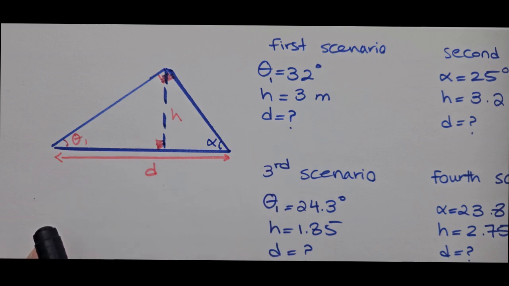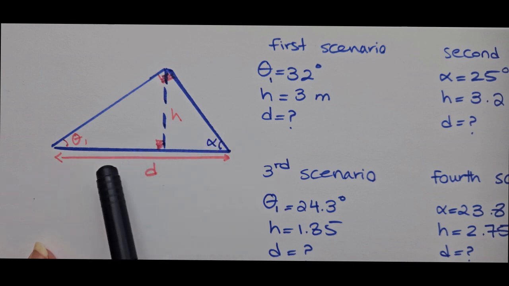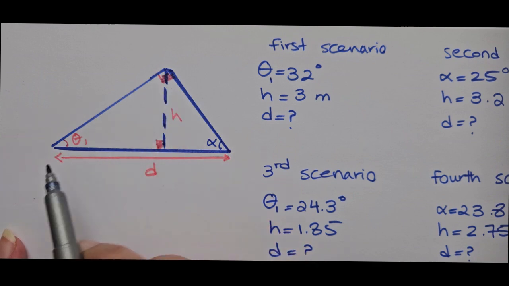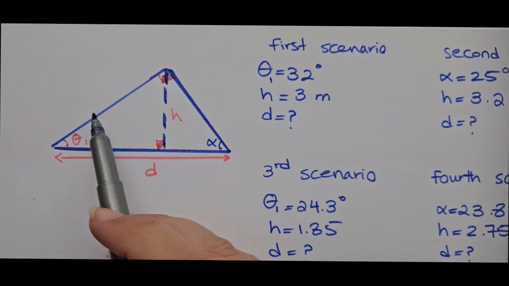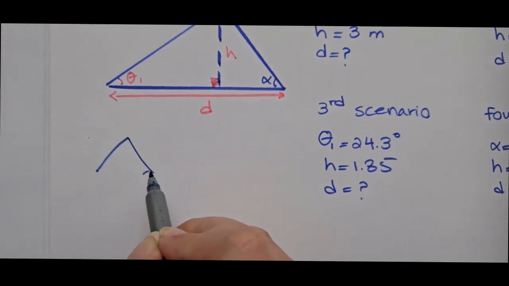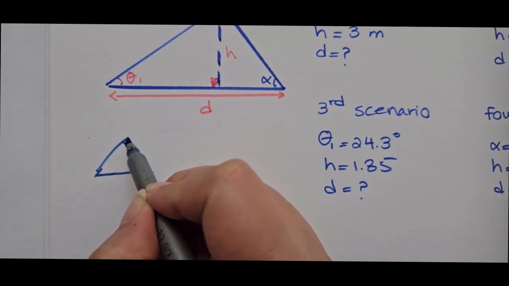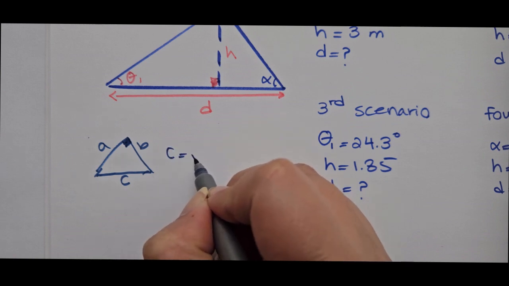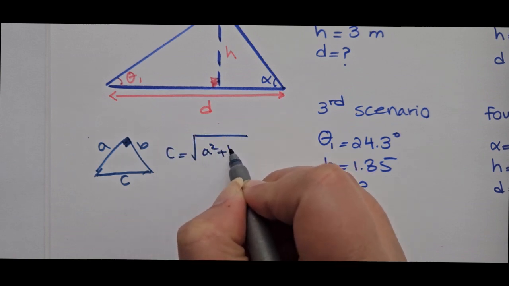Okay, so as you know, before we start, let's talk about the properties of a right angle triangle. When we have a right angle triangle, first of all, the most important thing is that you can apply the hypotenuse rule. Let me draw it here as a side note. If this is a right angle triangle, so this is 90 degrees, A, B, C, then C, the hypotenuse, is equal to the square root of A squared plus B squared.